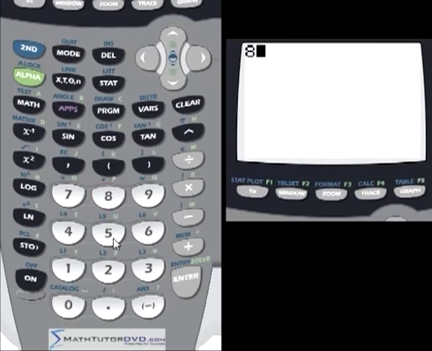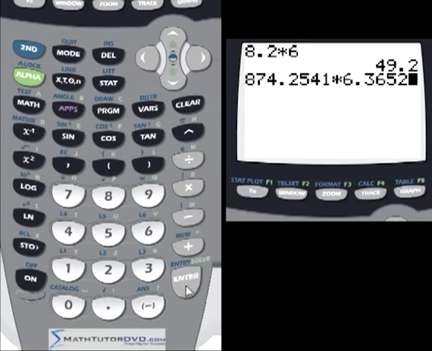So you can take 8.2 times 6 and get an answer, and you'll get 49.2, let's say. Now let's say you have something like this, many more decimals multiplied by, let's say, 6.36524. So it's a lengthy little decimal multiplication. You hit enter, and you see here you get 5564 decimal and then all of these numbers here.